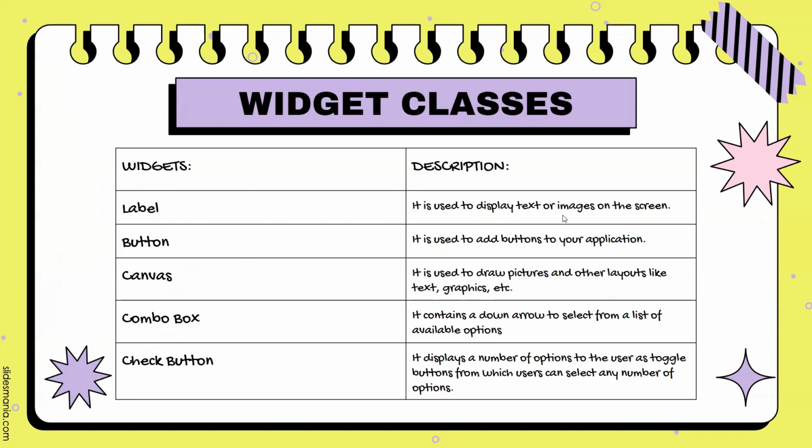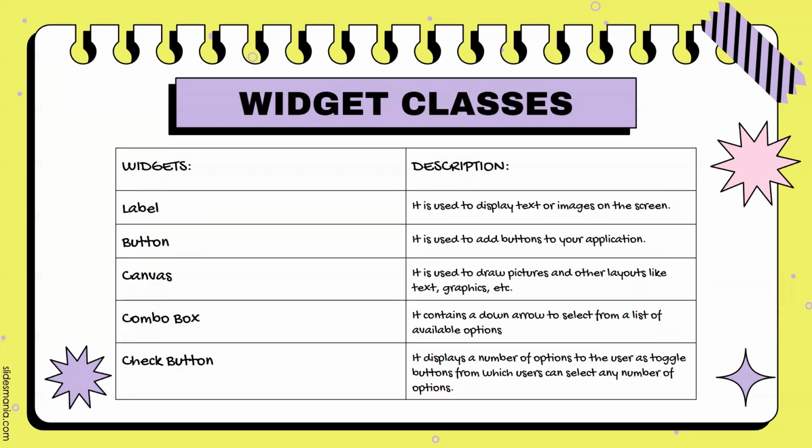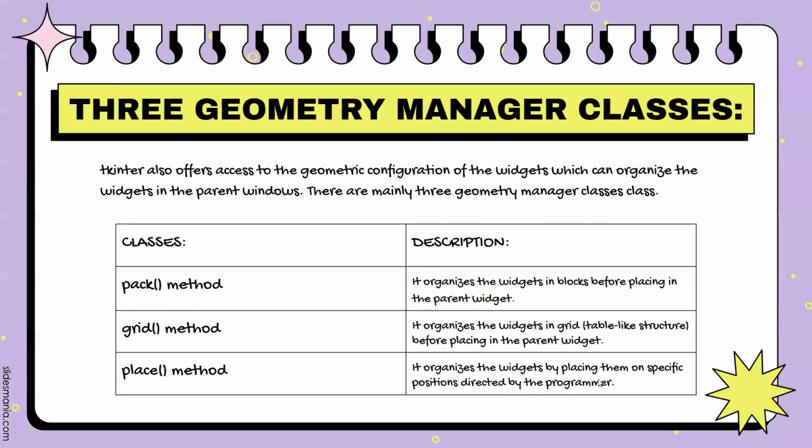It is used to display text or images on the screen. We have button. It is used to add buttons to your application. We have a check button. It allows a number of options to the user as toggle buttons, from which users can select any number of options. Then we have the radio button, which is used to implement one of many selections, as it allows only one option to be selected. So the check button and the radio button are kind of like polar opposites, because the check button allows multiple options to be selected, while the radio button only allows one option to be selected. We have the scroll bar. It is used to scroll down the contents. It provides a slider control.